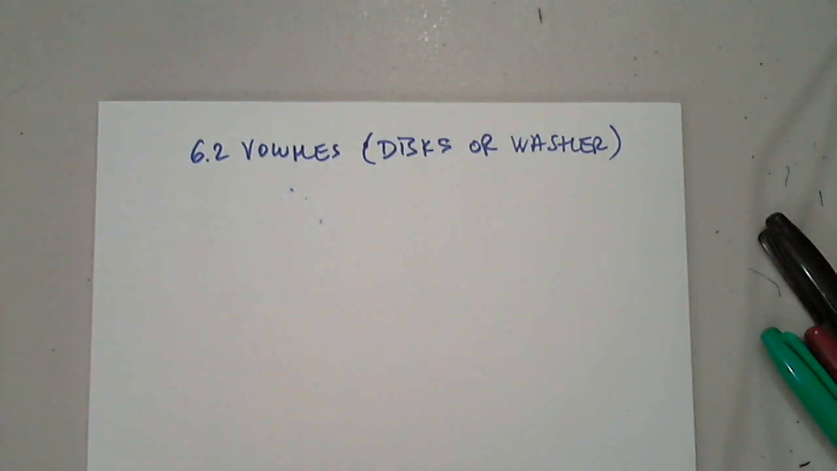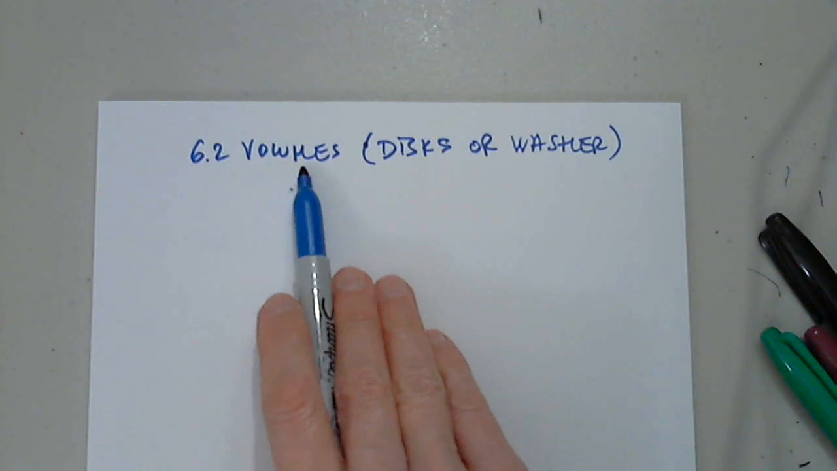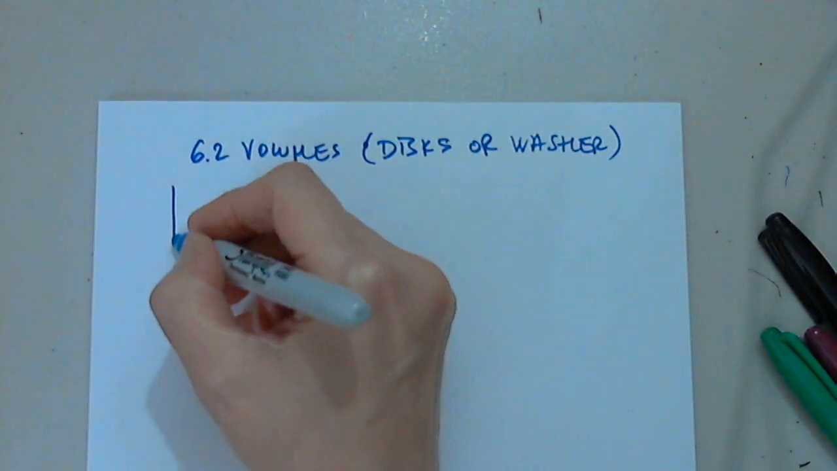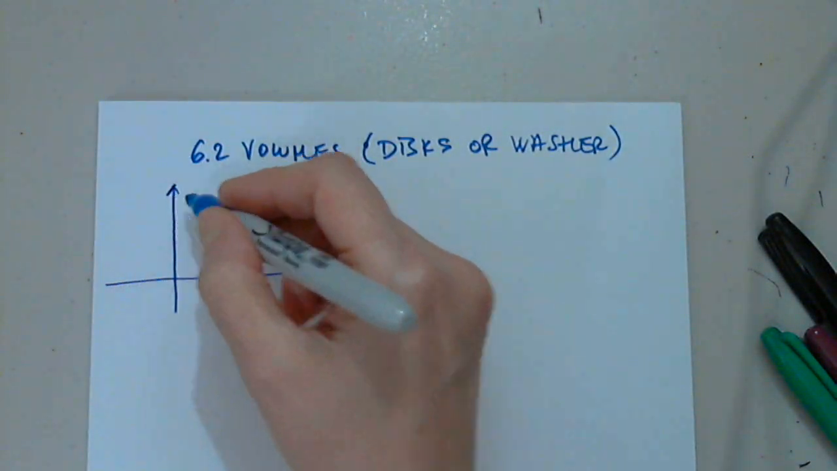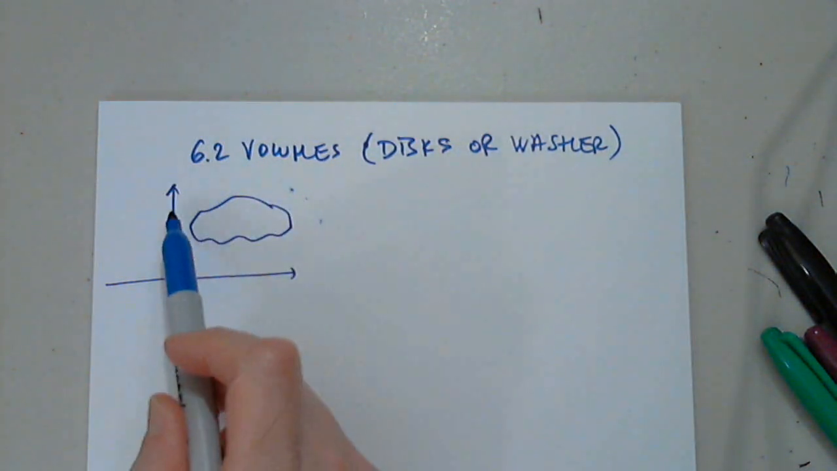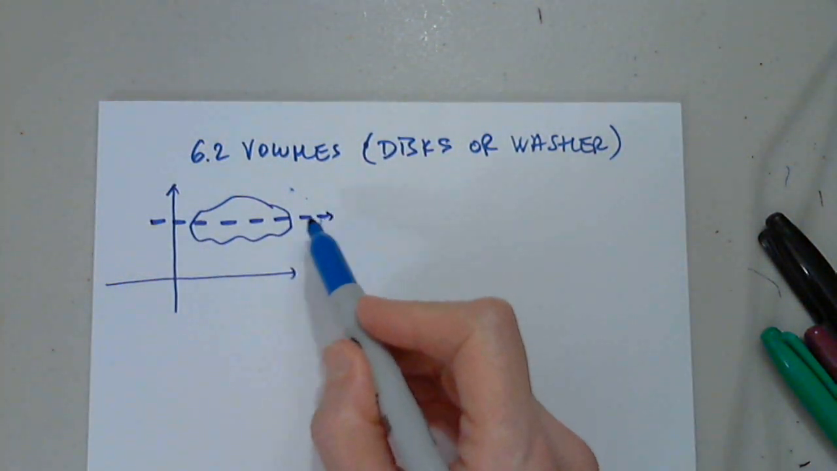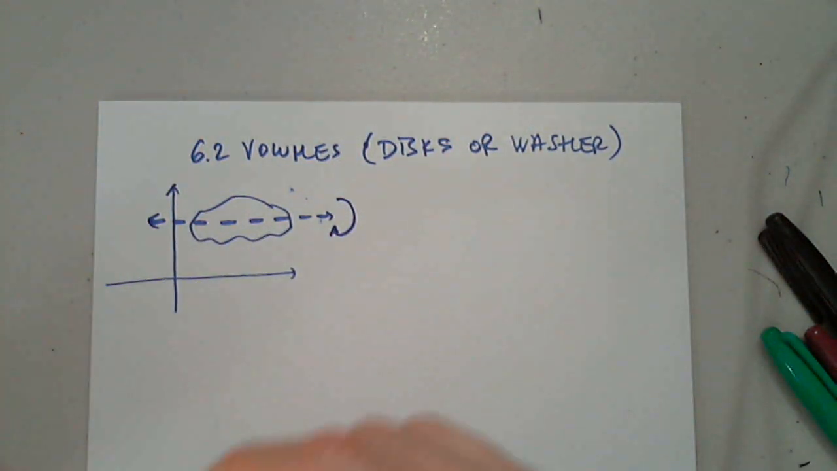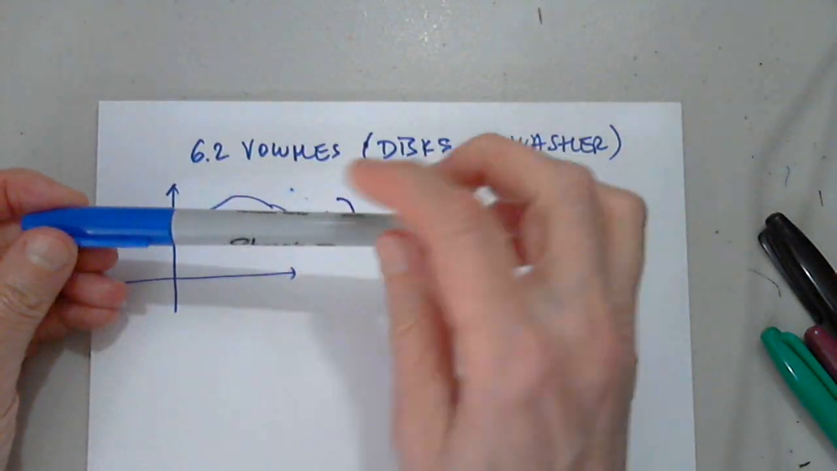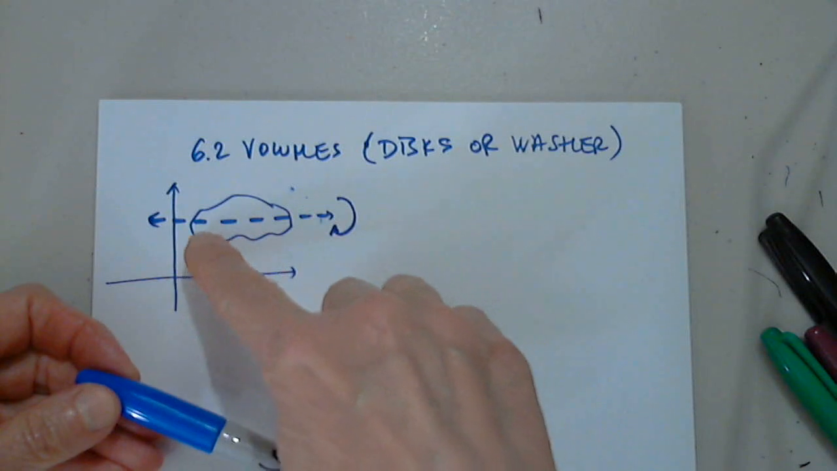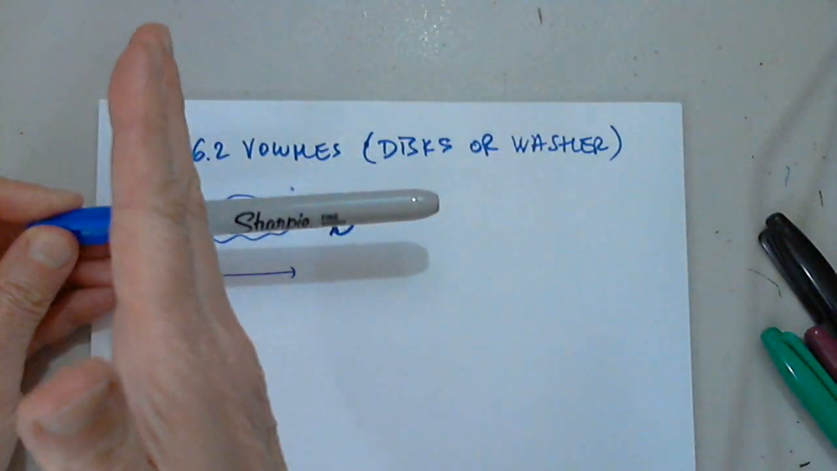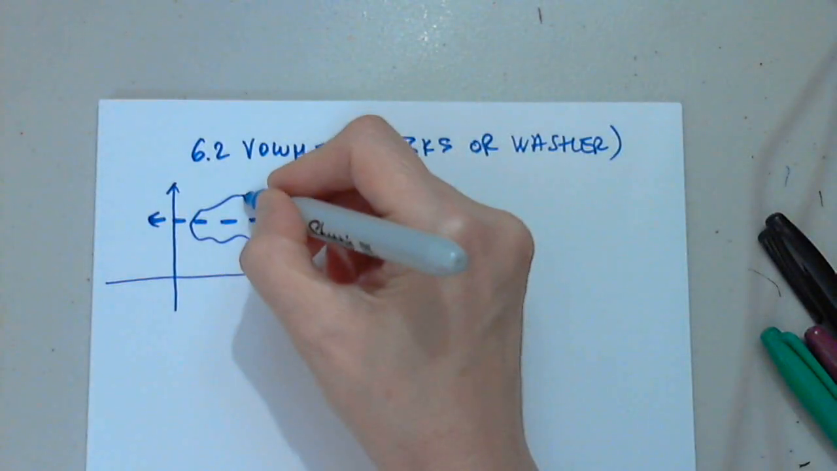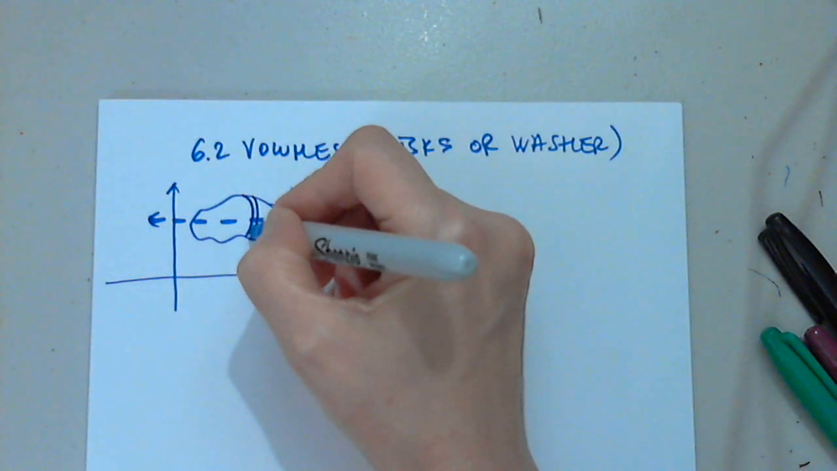All right, so we're moving on to 6.2, volumes of solids using discs or washers. Let's take a look at a solid. Imagine that we are rotating it with respect to this axis. When we are rotating with respect to a horizontal axis, imagine that this is a loaf of bread and we are cutting it in small slices. Well, if we're cutting it in small slices, just imagine this is the width of each slice.